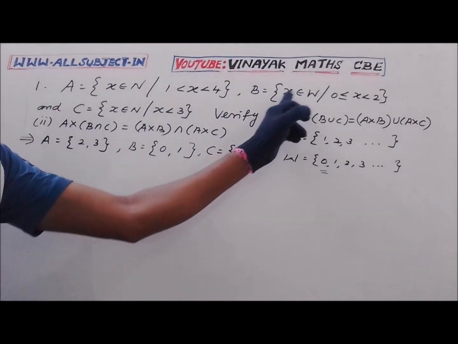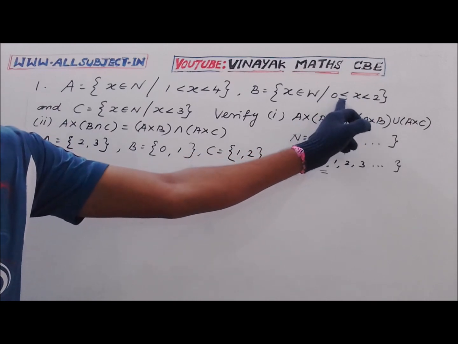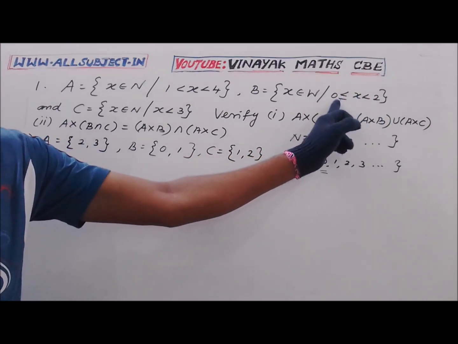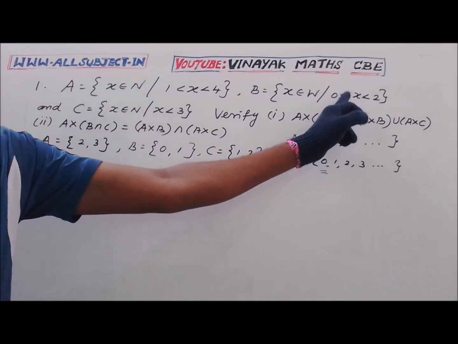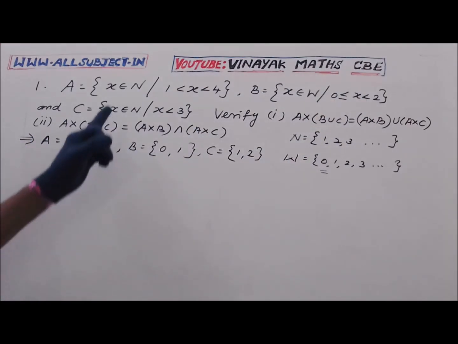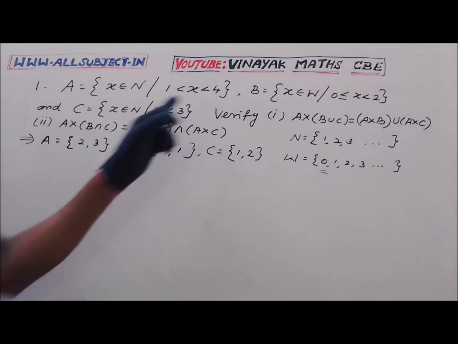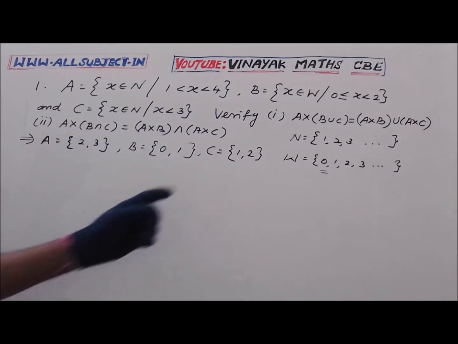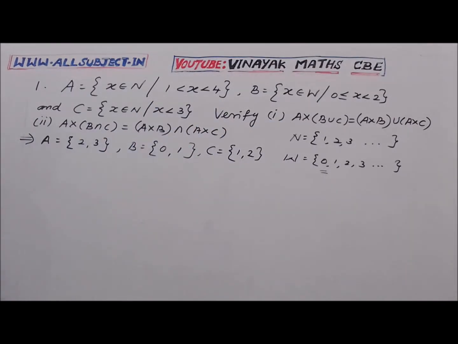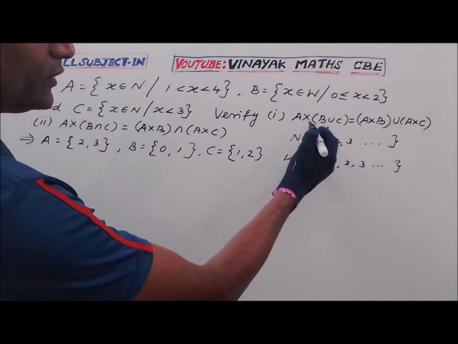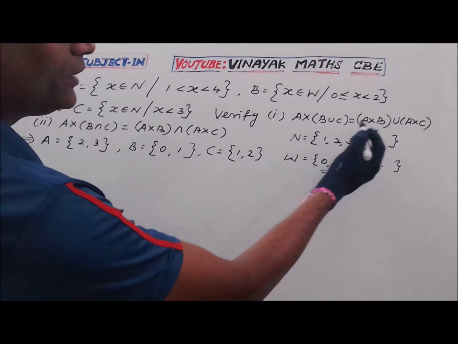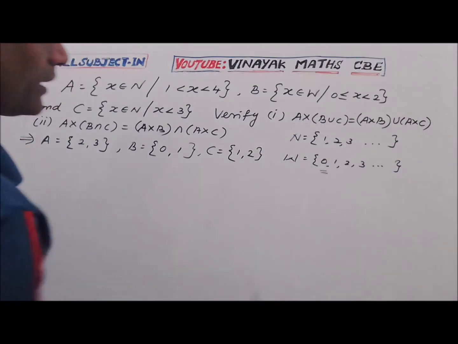B has whole numbers 0 to less than 2. Starts with 0, less than 2. So 0, 1 are taken here. A has natural numbers greater than 1, less than 4. They are 2 and 3. Now we should verify these two cases. The first case is A cross (B union C), then (A cross B) union (A cross C).